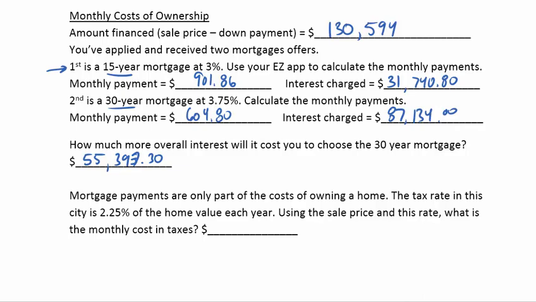Mortgage payments are only part of the costs of owning a home. The tax rate in this city is 2.25% of the home value each year. Using the sale price and this rate, what is the monthly cost in taxes? So I'm going to take the sale price, which was $153,640, and multiply that times 2.25%, which is 0.0225 as a decimal. That's going to be $3,456.90. But now I want to write this as a monthly cost. That's how much it costs for the year, so I want to divide that by 12. So every month in taxes, I'm going to have to pay $288.08 just for taxes on this house.